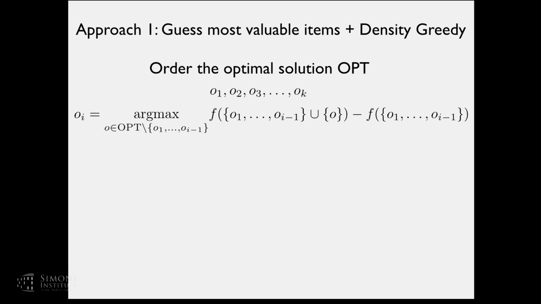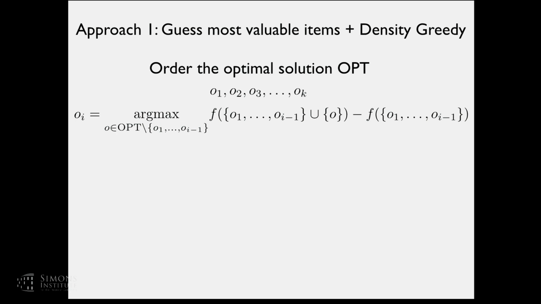Then after that, the next item that we put in the ordering is the one that has the largest marginal gain on top of o1, this first element we selected. So we can greedily order the optimal solution in this way, in such a way that at every point, the item that we're going to introduce next has the largest marginal gain on top of the items in opt that came before it. Okay, so this is what we call the greedy ordering of opt. And this allows us to talk meaningfully about valuable items.